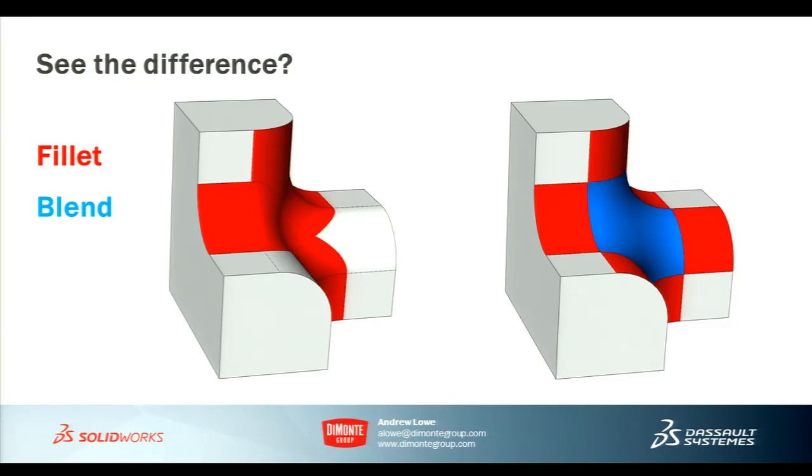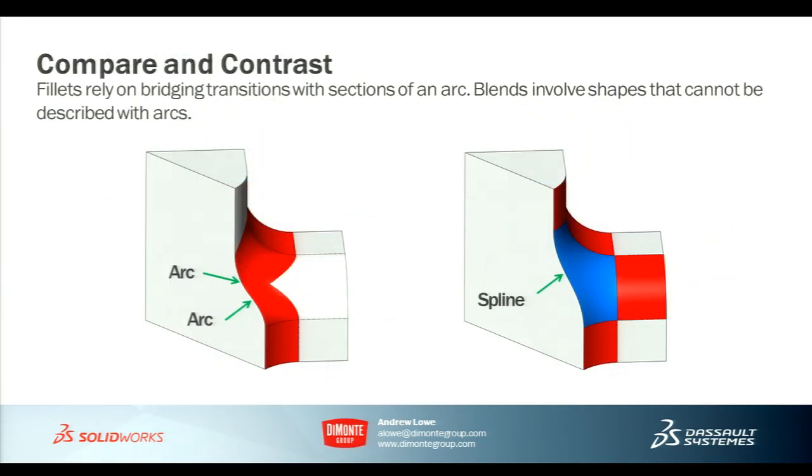So from the side, if you rotate the model a little bit, you can see the difference. The blend looks like what the corner should be, whereas the fillet result actually has a pocket in the middle. And the reason for this is the geometry that's being used to create the section. The fillet tool relies on bridging transition with sections of an arc. So fillets are inherently arc-based.